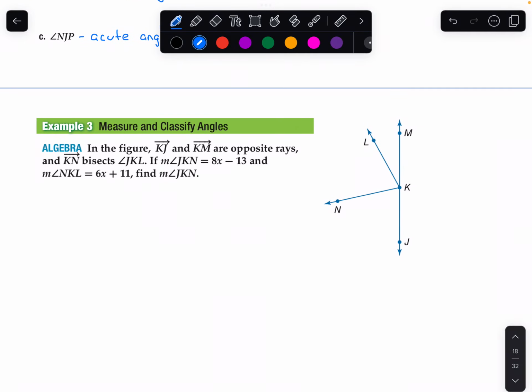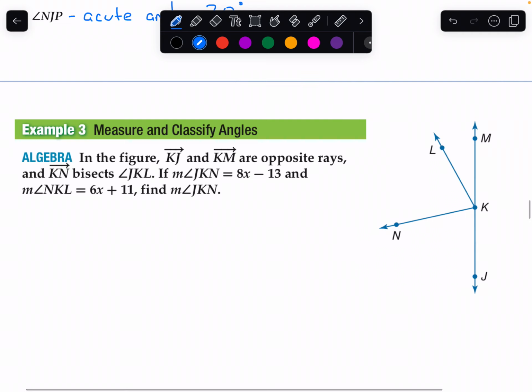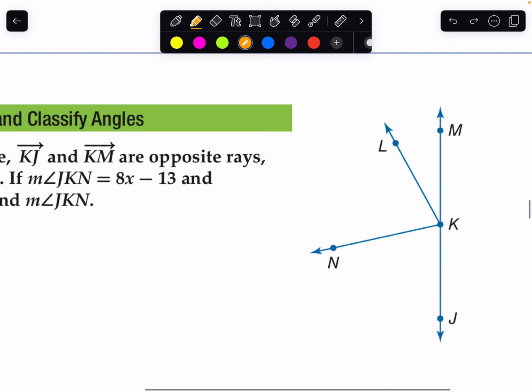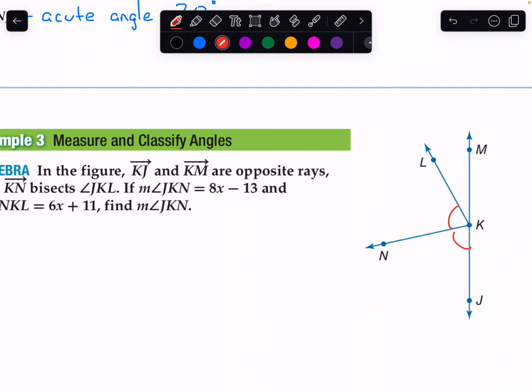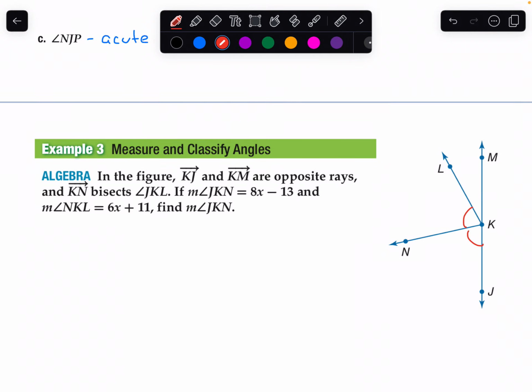Finally, example 3, measuring and classifying angles. In the figure, ray KJ and ray KM are opposite rays, so confirming that this is indeed a straight line. And ray KN bisects angle JKL. So that highlighted ray bisects this highlighted angle, which means I'm going to go ahead on my diagram and draw matching arcs in those angles. By definition of the bisector, those are automatically congruent.